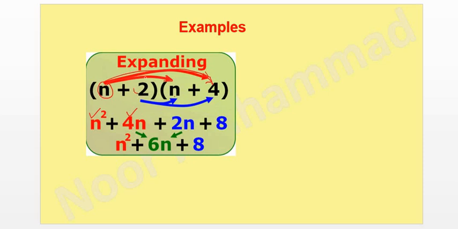And then we are going to take this 2 and multiply it with this n, right? So 2 times n will give us positive 2n. Then we will multiply this 2 with this positive 4, and it will give us positive 8.